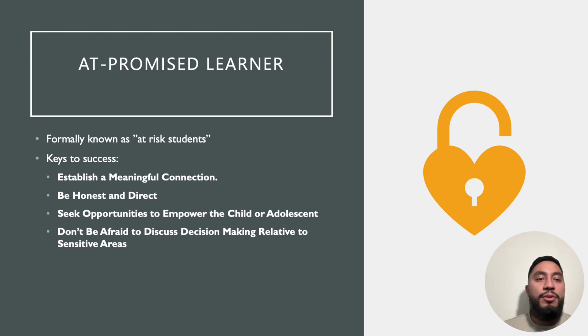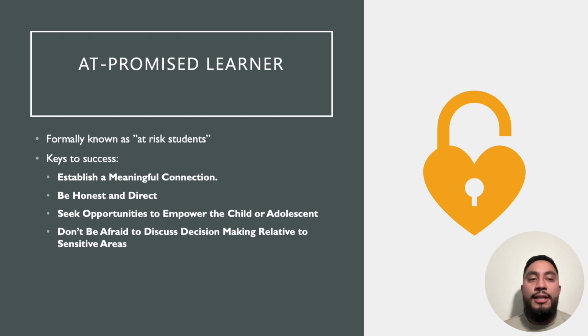And next, we're going to be going over being honest and direct. Being honest and direct shows a child that you care for them and you can be honest with them when they are engaging in risky behaviors.